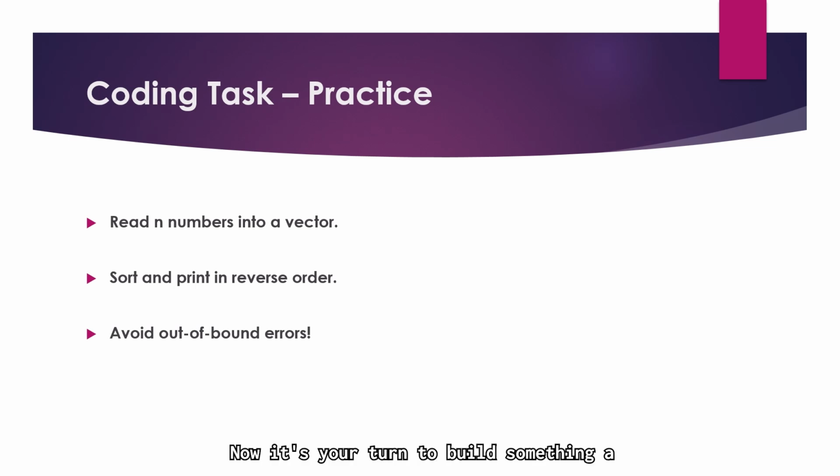Now it's your turn to build something a bit more substantial. Write a program that reads n numbers from the user into a vector. Once all values are collected, sort the vector in ascending order using sort. Then print the elements in reverse order. Bonus points if you handle edge cases like empty input or duplicate values. This task is designed to help you reinforce what you have learned so far: input, manipulation, and output using vectors.